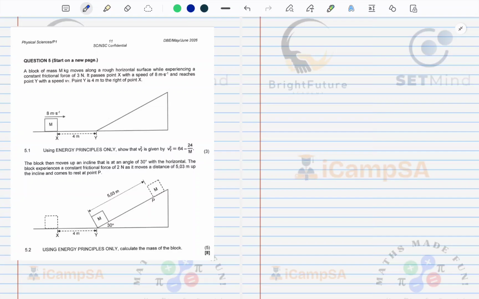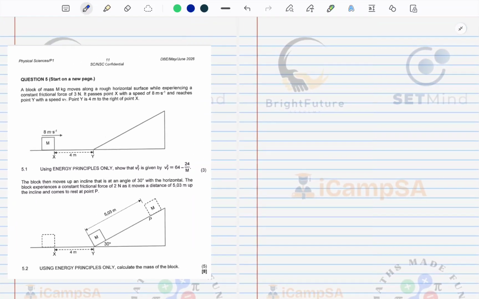So here they're saying the block of mass m kg moves along a rough horizontal surface while experiencing a constant frictional force of 3 newtons. It passes point X with a speed of 8 meters per second and reaches a point Y with a speed of Vy. Point Y is 4 meters to the right of the track. Using energy principles only, show that Vy squared is given by Vy squared equals 64 minus 24 over m. 5.1.